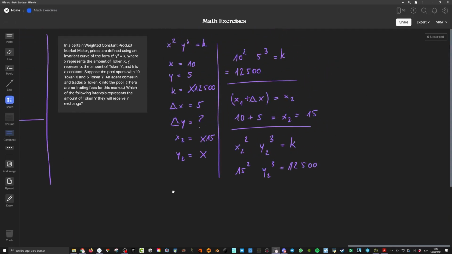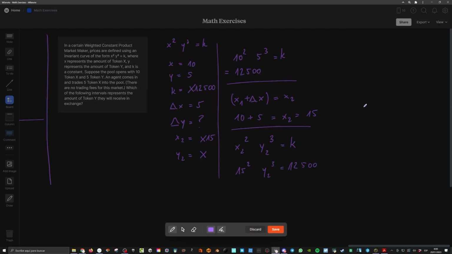Is that okay, or should I go next to it so we can see everything? Yeah, go next to it. Okay, so what are we going to do? We have to get this isolated, right? And this is a multiplication, so we want to divide, correct?